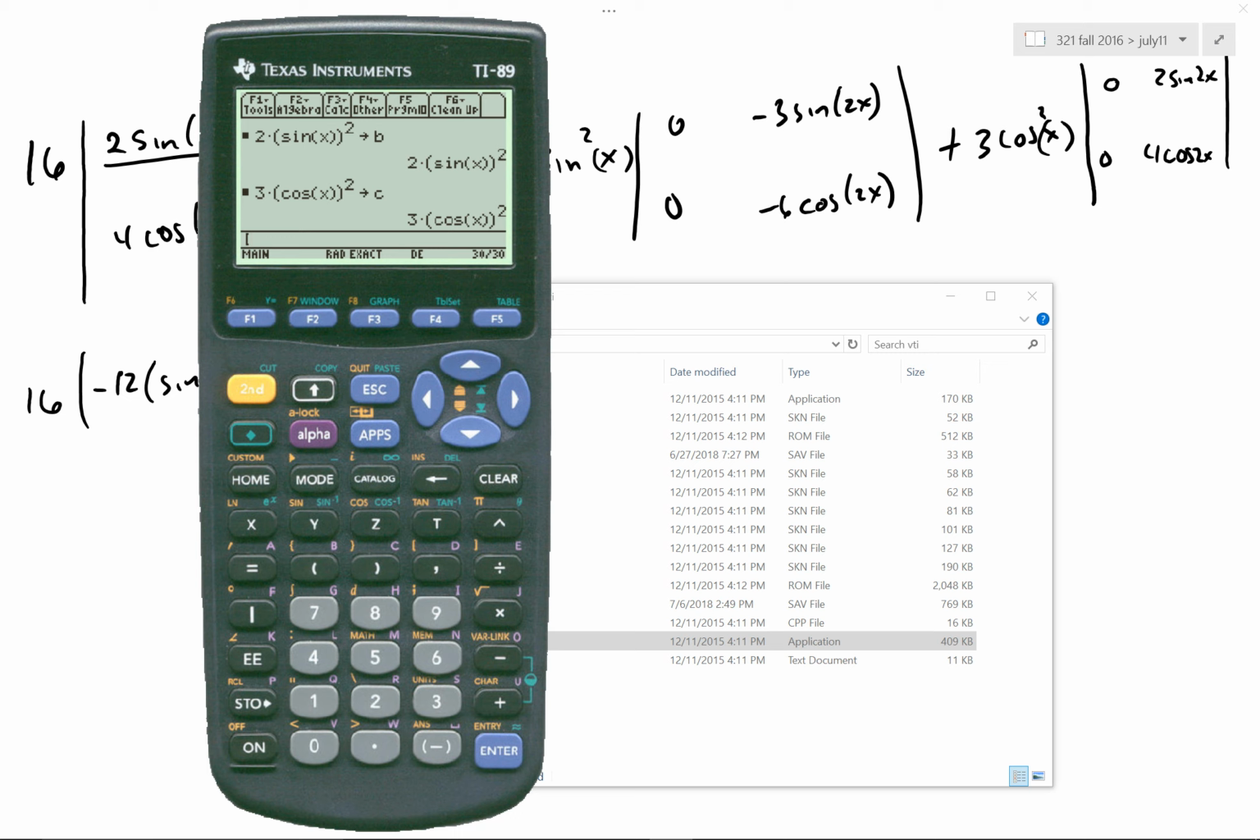So just alpha A, comma, alpha B, comma, alpha C, and then the semicolon is on top of the 9.